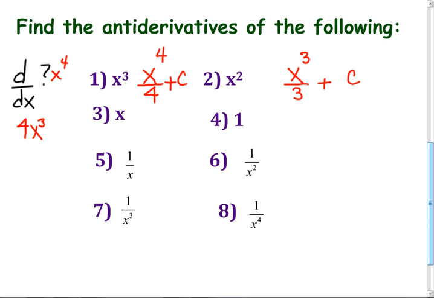Okay, how about the antiderivative of x? X squared over 2 plus c. Well, the derivative of what would give you just x? It's just the slope. Slope of y equals x is 1 plus c. So we're just reversing derivatives. We'll do those in a second.